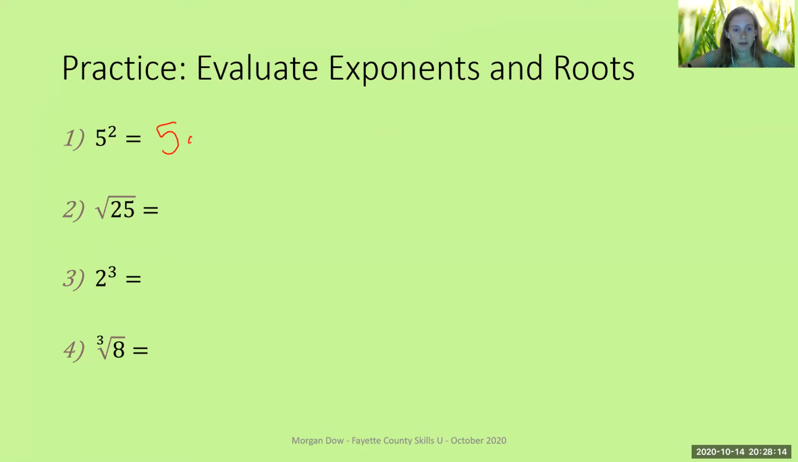Well, that means 5 times 5, which is 25. You want to resist the temptation to treat it just like regular multiplication, right? This is not saying 5 times 2. This is saying 5 times itself. 5 times 5 is 25. So then the square root of 25 would be 5.